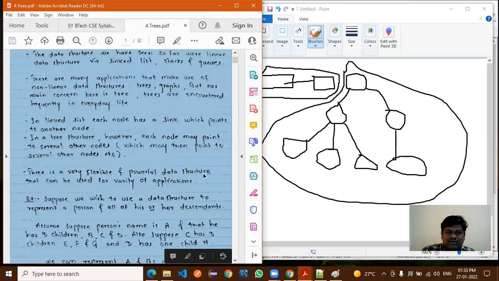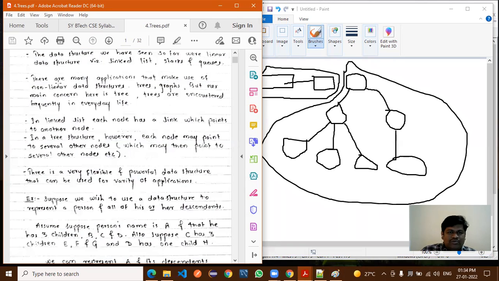Yes. Now there are many applications that make use of non-linear data structures, like trees and graphs, but our main concern here is the tree. Tree is encountered frequently in our everyday life. Now we have discussed this same example here. In a linked list, each node has a link which points to another node only. In a tree structure, you can observe here, each node may point to several other nodes, which may then point to several other nodes, maybe 1, 2, 3, depending on the type of tree, right?